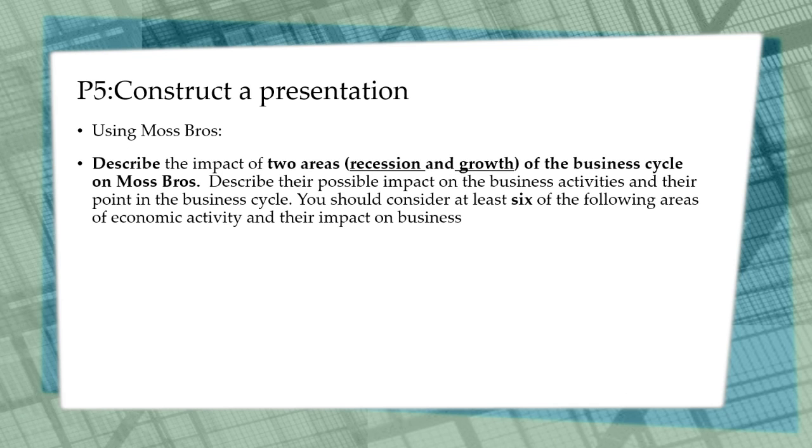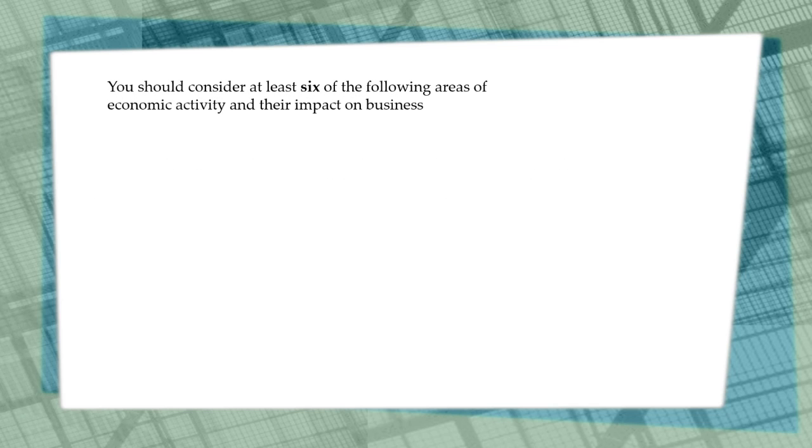P5, using Moss Bros. Describe the impact in two areas, recession and growth, onto the business cycle. Describe the possible impact of the business activities at that point in the business cycle. You consider at least 6 of the following areas. Okay, so following on, we'll have a look at those 6 areas.